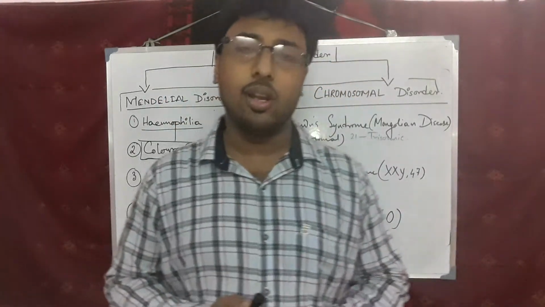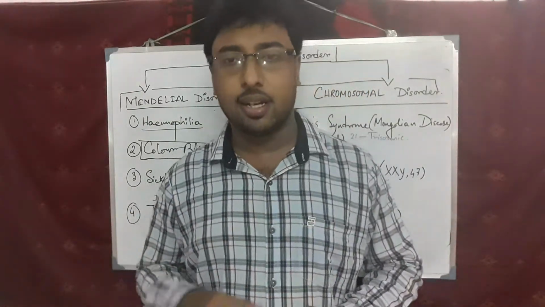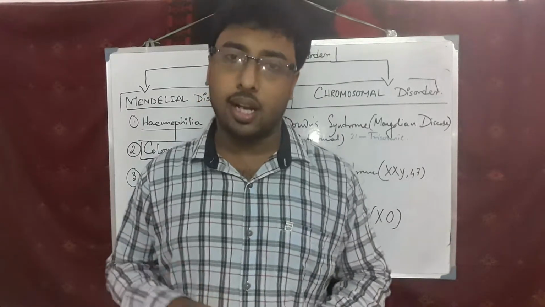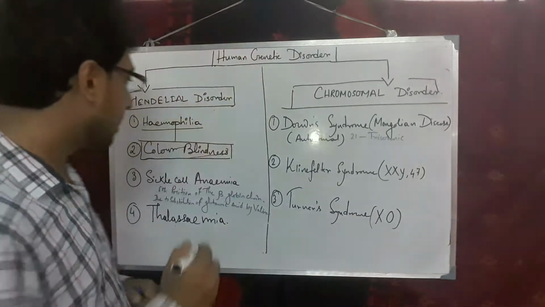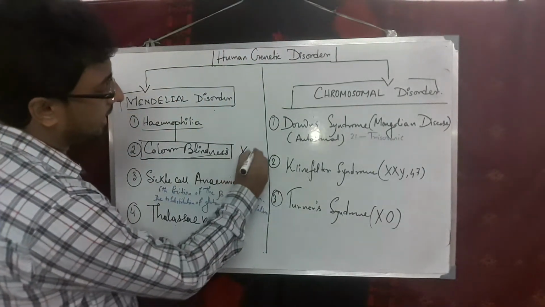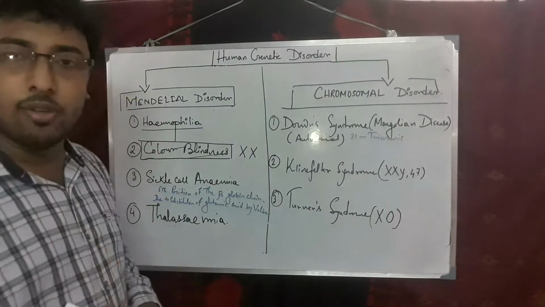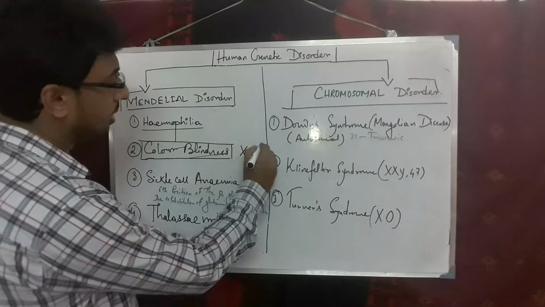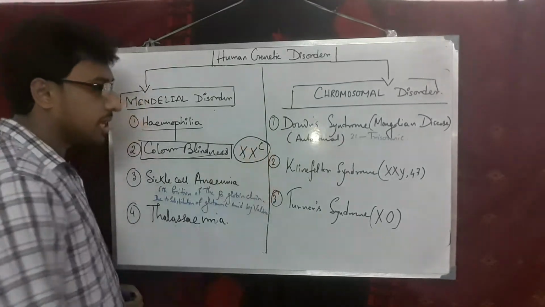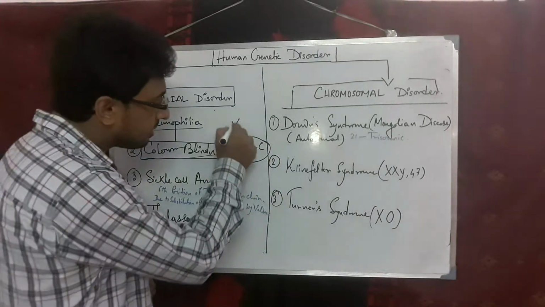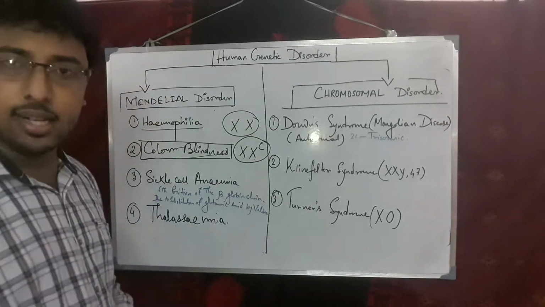If the female or mother is a colorblind carrier, she will be heterozygous in nature. If I write the genotype XX for the mother, and the mother is a carrier, I represent it by C: one X is affected by C, the other is normal, so that is heterozygous. If both X's are the same, that is homozygous, but here one X chromosome is affected, that is heterozygous.